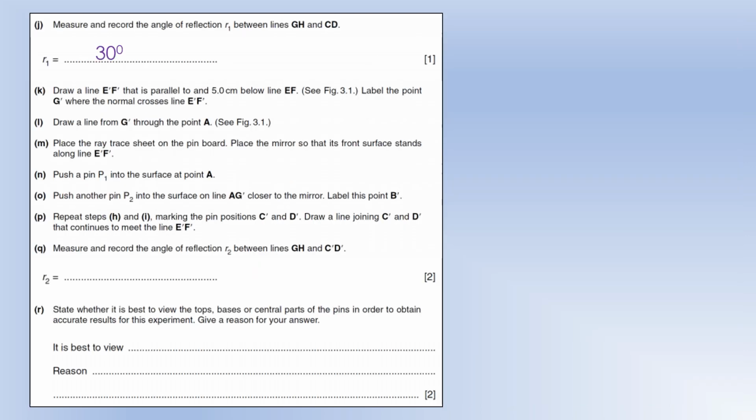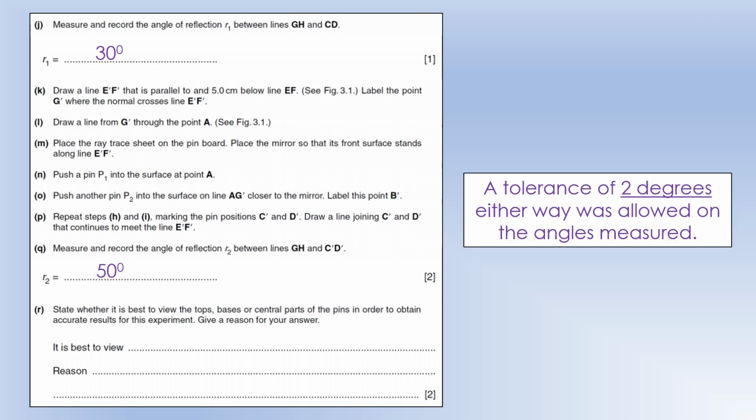So the first angle of reflection we saw was 30 degrees. The second one was 50 degrees. And as I said, you had a 2-degree either way tolerance in terms of getting these correct. And that was actually penalized on this second question here. So the second mark was for being within 2 of 30 and 50.